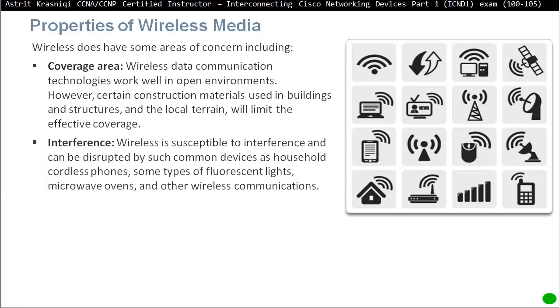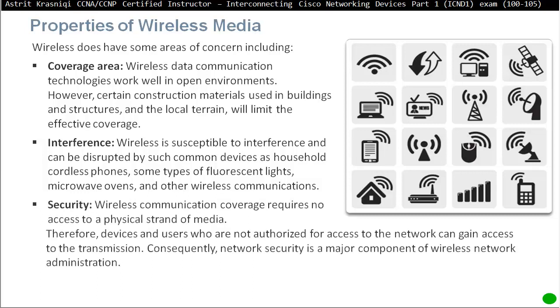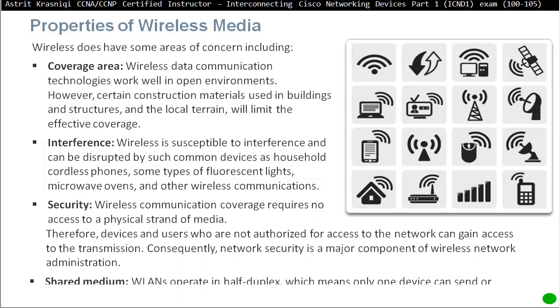Wireless is susceptible to interference and can be disrupted by common devices such as household cordless phones and some types of fluorescent lights. Microwave ovens are the worst for interference, along with other wireless communications. Then one of the main concerns in wireless is security. Anyone within range can access our wireless network, so we have to make sure some kind of security is implemented. Network security is a major component of wireless network administration.